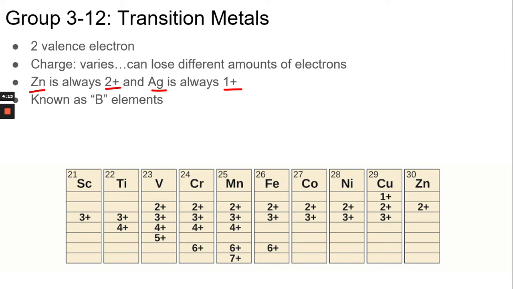These elements are also known as the B group elements, and if you look at the periodic table, they have the Roman numeral followed by the letter B.